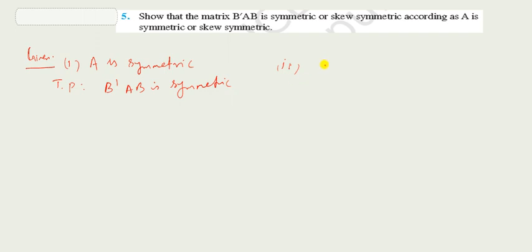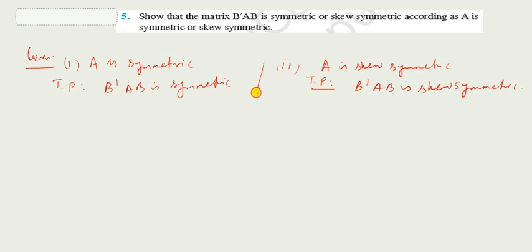Now in this case A is skew symmetric, it is given, and you have to prove that B dash AB is also skew symmetric. Okay, so let us proceed to solve these two cases. The meaning is, if A is symmetric, this one will be symmetric. If A is skew symmetric, then the matrix will be skew symmetric.